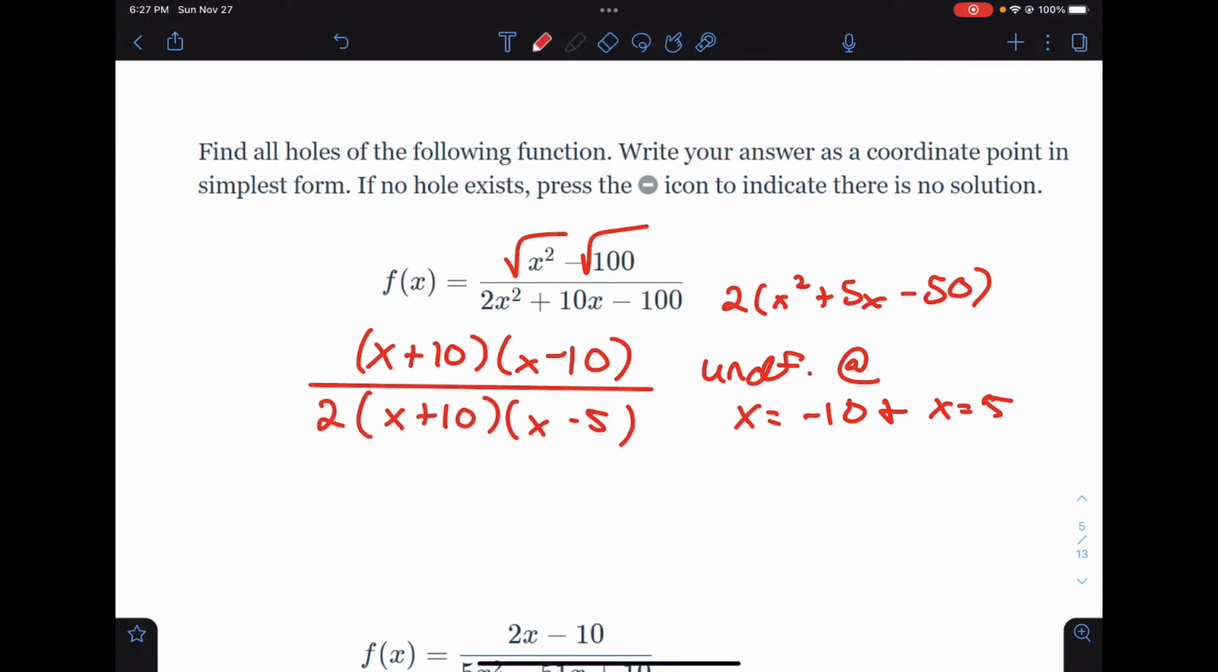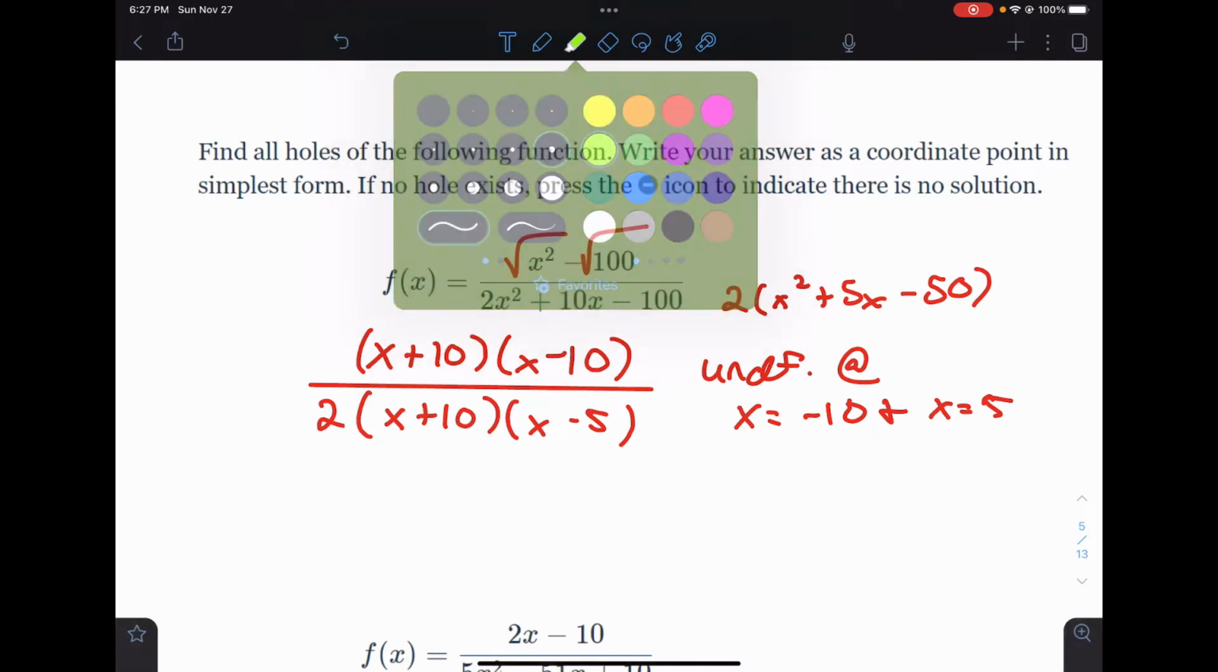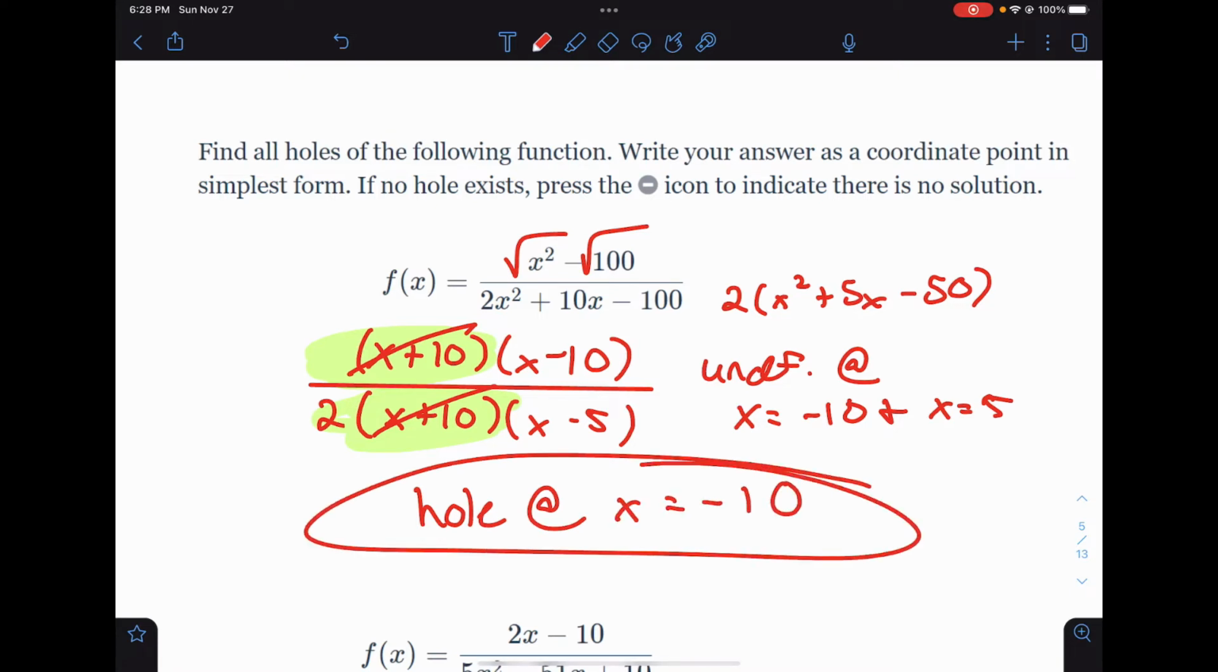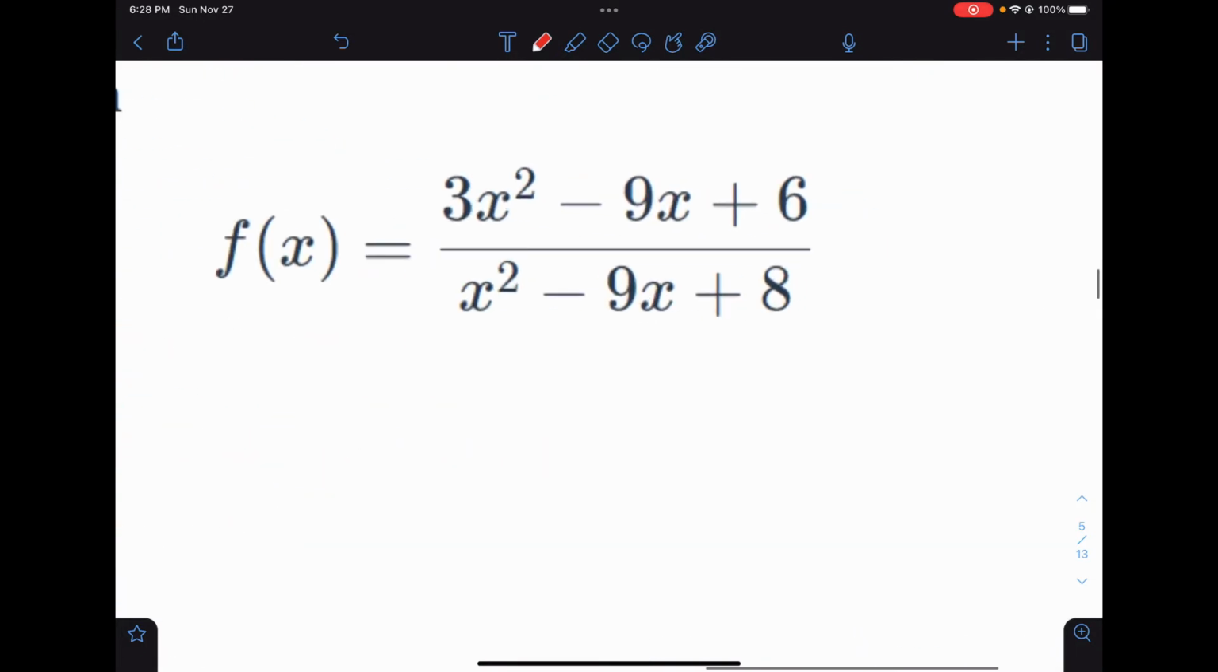Now, holes are going to occur when you have a factor in the numerator and in the denominator, all right? Essentially what happens is these two guys cancel out, okay? But we can't ignore them because it represents a hole, okay? So this guy is actually going to have a hole at x equals negative 10, all right? So again, you have a hole when a factor from the numerator cancels with a factor from the denominator, all right? Let's go ahead and try this next one.